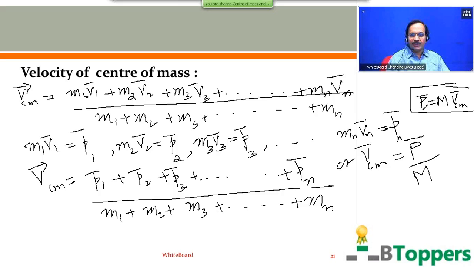So the total linear momentum of the system of particles with respect to origin O of a coordinate system or reference frame will be equal to the product of the total mass of the system and the velocity of the center of mass with respect to the same origin O. That means to find the total linear momentum of a system of particles, we can consider the system as equivalent to a single particle whose mass equals the total mass of the system, which moves with a velocity equal to the velocity of the center of mass.